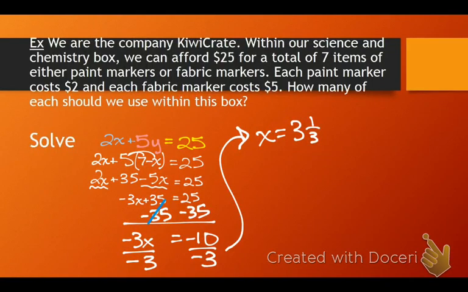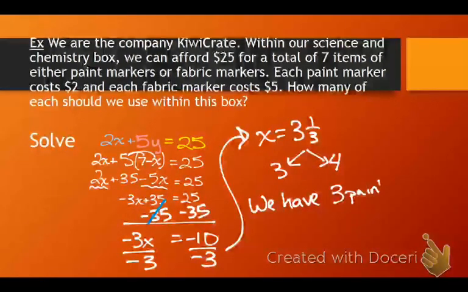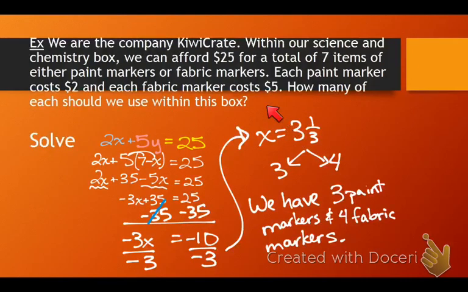You can't have 3 1/3 markers, so it's either got to be 3 or it's got to be 4. We've got to make sense of the problem. Which one is it? So let's do some hypothetical guesses. If we have 3 paint markers, then that means we have 4 fabric markers. Are we within our budget of $25 if this is possible?